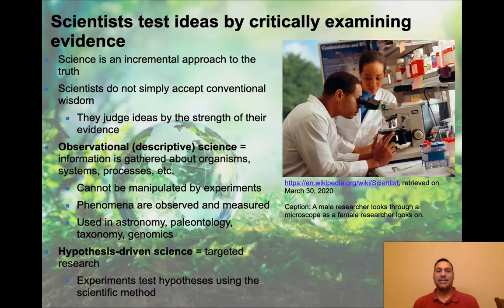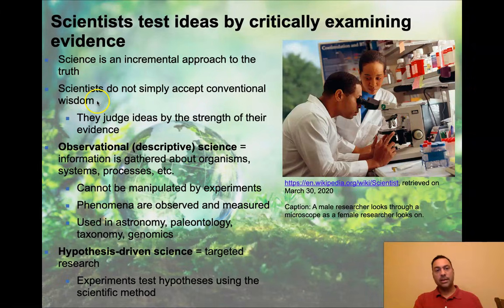Now, scientists test ideas by critically examining evidence. Science is an incremental approach to the truth. In other words, we don't usually figure out what the answer is the very first time. Sometimes there might be 1,000 different options on what we're looking at, 1,000 different explanations for a phenomenon. And sometimes we just simply say, not that one, not that one, not that one, right? So we incrementally approach it, okay?